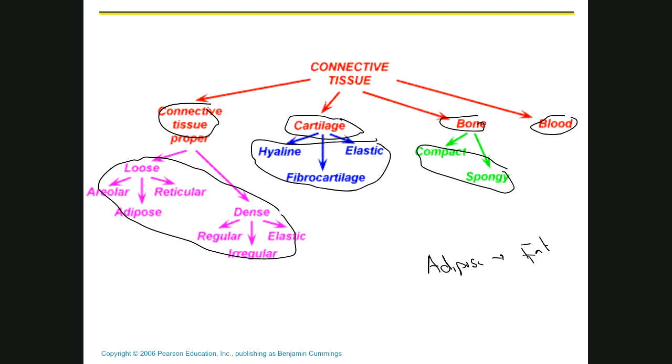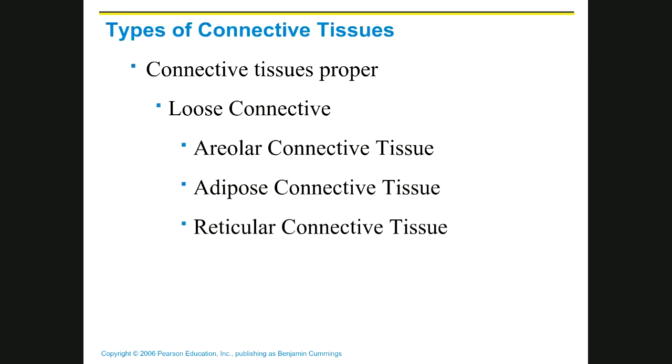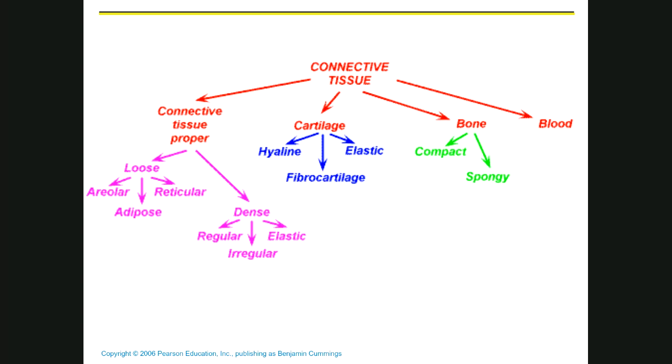Okay, so we're going to look at the connective tissues proper first. So remember, they're called connective tissues proper because they truly connect things. They connect things together. Well, there's 2 types of connective tissues proper. There's loose and there's dense. So let's go back to this. There's loose and there's dense.